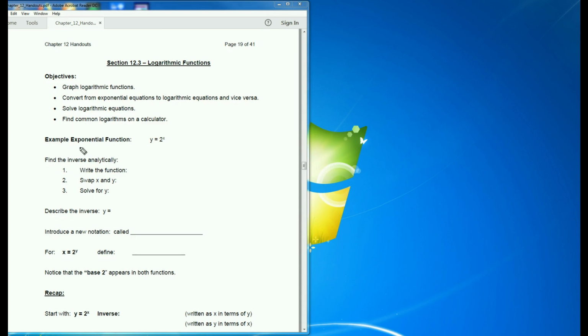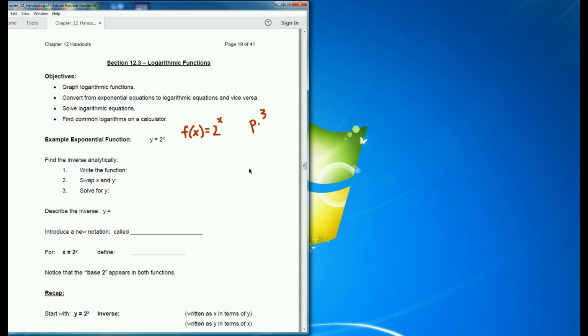So we're going to start by looking at an exponential function, y equals 2 to the x, or if I write it in function form, f of x is equal to 2 to the x. That's equivalent, of course, to y equals 2 to the x. And we've looked at this before. If you go back to page 3 of these chapter 12 handouts, we already looked at that function and plotted it.